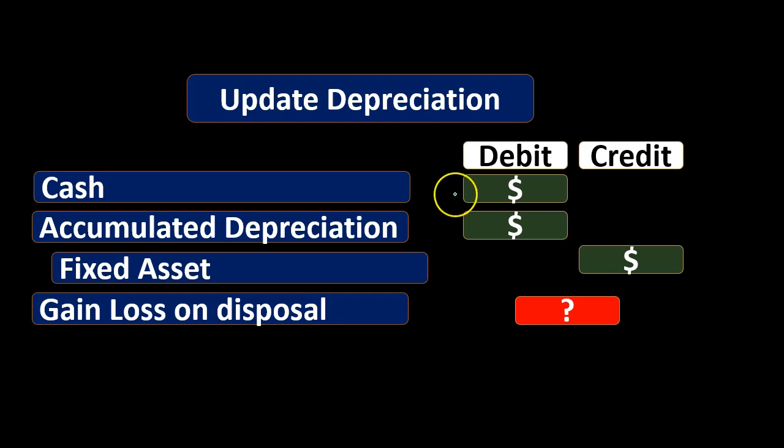In other words, if we got more cash than the book value of the property, plant, and equipment, the asset minus the accumulated depreciation, we would have a gain. And if we got less cash than the book value of the property, plant, and equipment, the asset minus the accumulated depreciation, we would then have a loss.